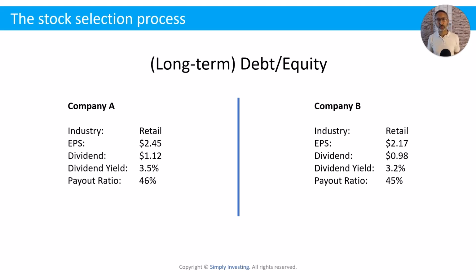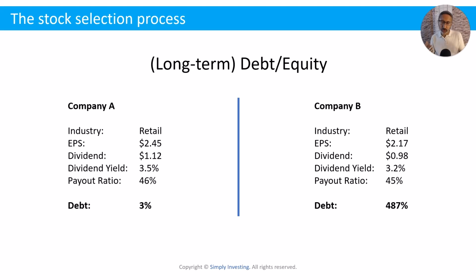But now, let's take a look at the long-term debt-to-equity ratio. Company A has a debt of 3%. Company B has a debt of 487%. Now, what's wrong with having too much debt?